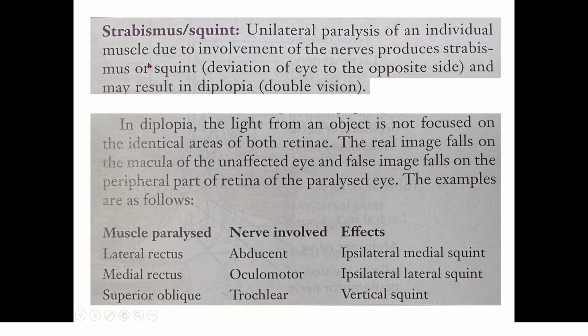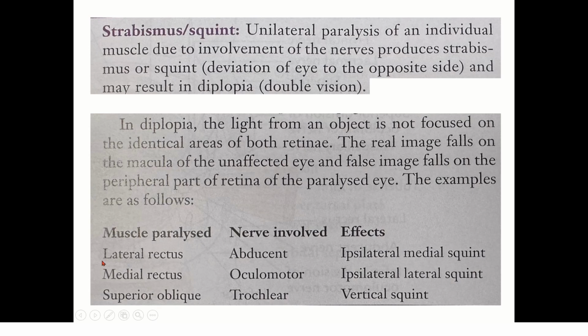Now you can see strabismus or squint. It is a unilateral paralysis of an individual muscle due to involvement of the nerves. The actual problem is that the real image falls on the macula of the unaffected eye, whereas the false image falls on the peripheral part of the retina of the paralyzed eye. This results in double vision or diplopia.